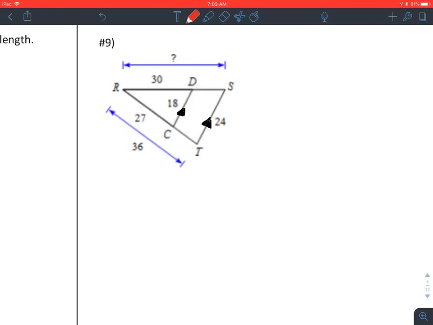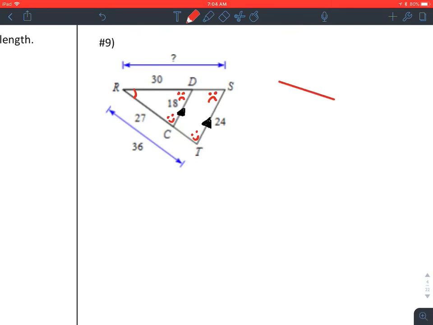Number 9. This is going to require us to redraw these pictures because they're so complicated and jammed up. So we're going to know how they're similar. Angle R is congruent to itself. Angle RCD is congruent to angle CTS. Why? We got two parallel lines and a transversal. Those smiley faces are corresponding angles. They're congruent. For the same reason, corresponding angles are congruent. These angles are the same.